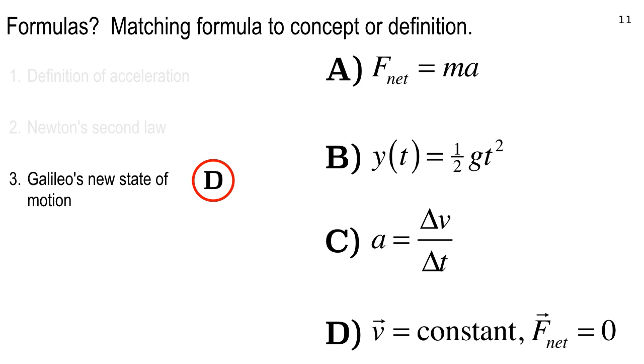D is the correct option. And 53% of you, a majority, voted for D. Good. 47% of you got tripped up with B. That's a free fall position. And actually, free fall doesn't have anything to do, not especially, with his third state of motion: constant velocity without a net force.